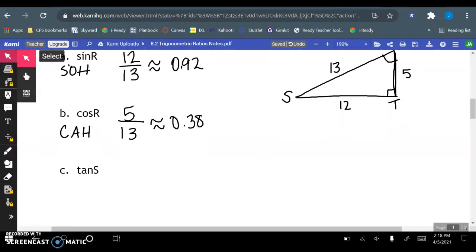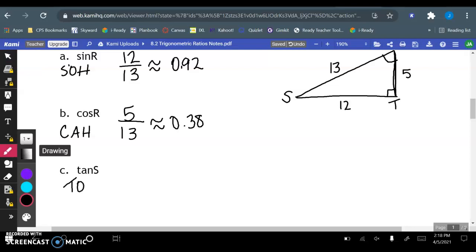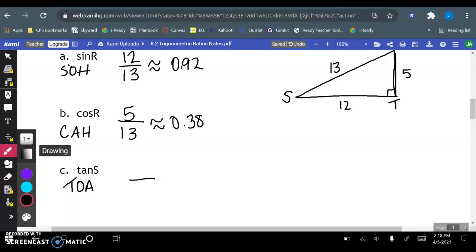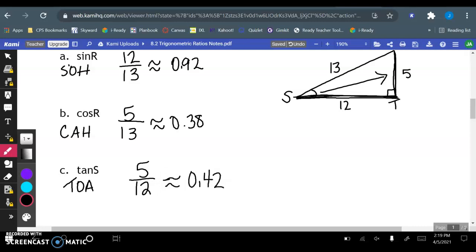And then our last one is the tangent, and remember that's the TOA. So that is opposite over adjacent. And this time we're doing the tangent of S. So we are looking at angle S here, and the opposite of S would be that 5, and then the adjacent would be the leg coming off, not the hypotenuse, the leg, which would be 12 in this case. So then we have 5 over 12, and if I divide that, I'm going to get approximately 0.42.